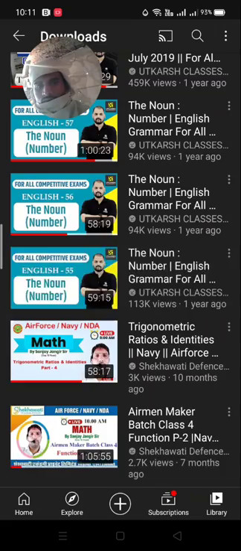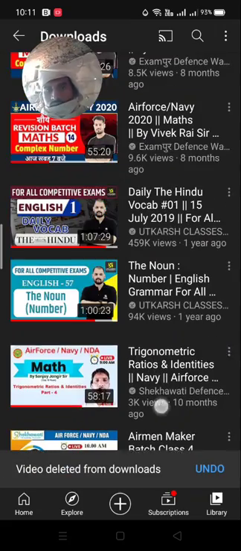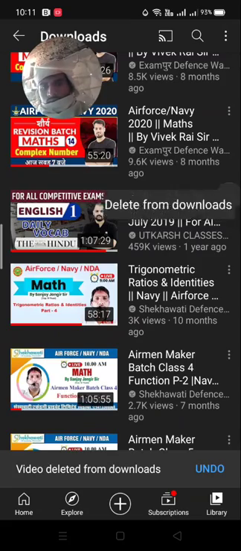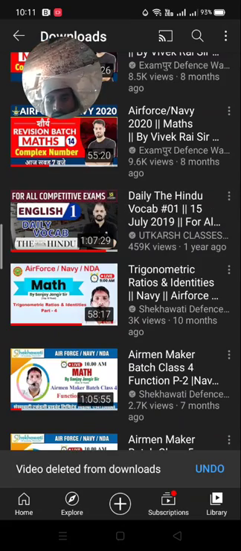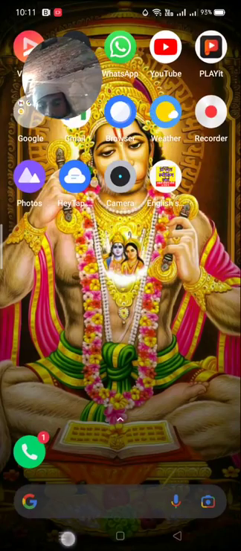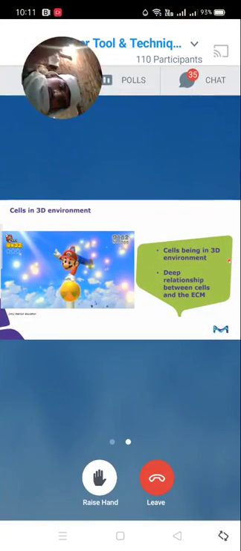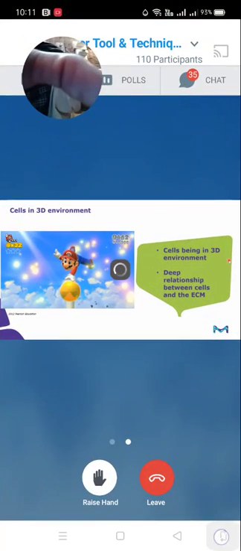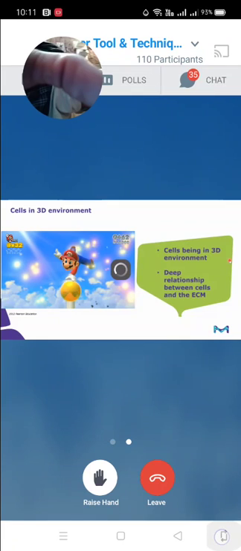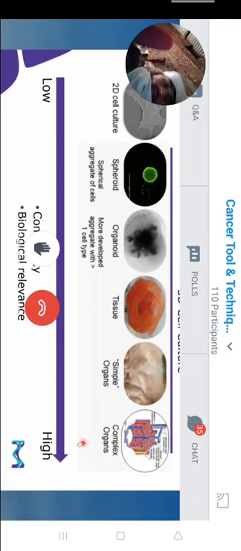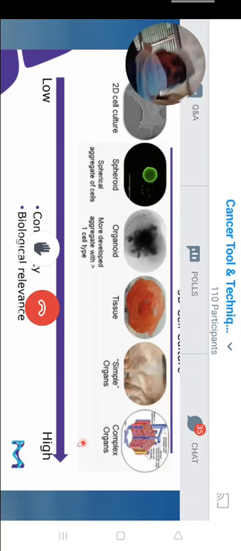Alright? So when you see the cells in 2D, as you could see, the cells are a bit stretched because they are adherent to the flat surface. But when you start growing these cells in a 3D environment, complexity will increase. So as you move from the left side to the right side of the screen, you could see that the complexity is increasing because the cells are grown in a 3D environment with a lot many variables or a lot many factors.